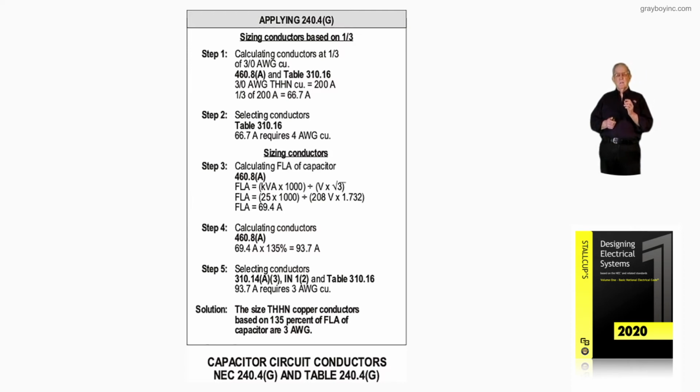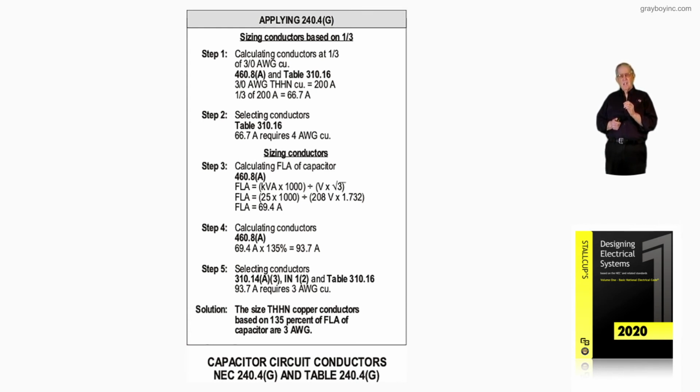Now we apply step 4, and when we apply 460.8(A), the second method, it's 135% of that capacitor's full load amps. So 69.4 amps times 135% is 93.7.